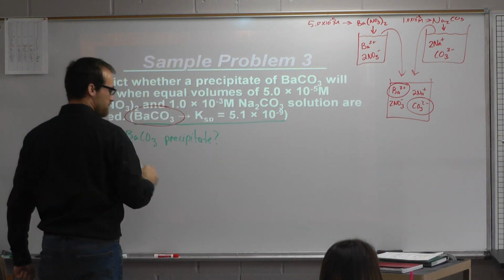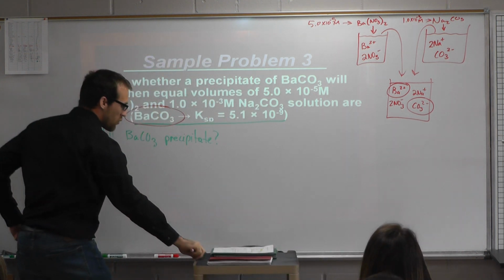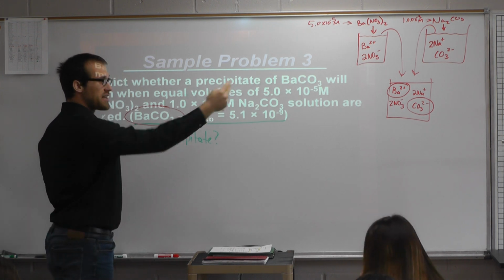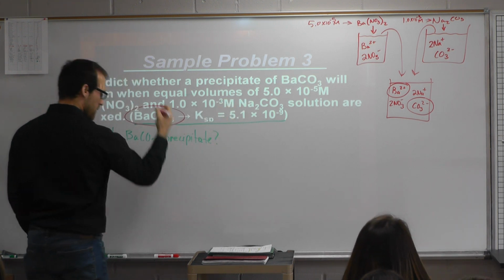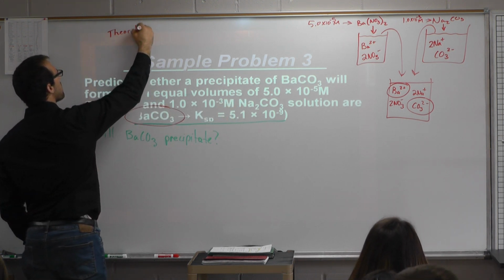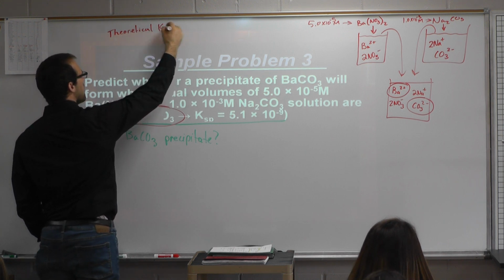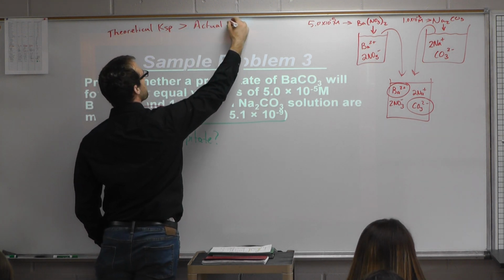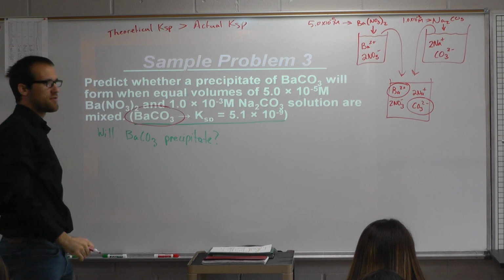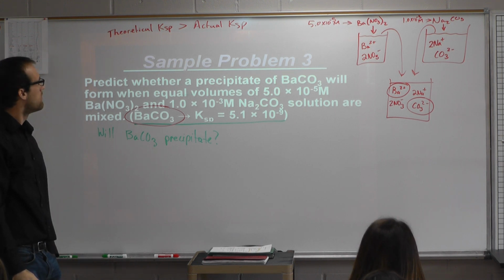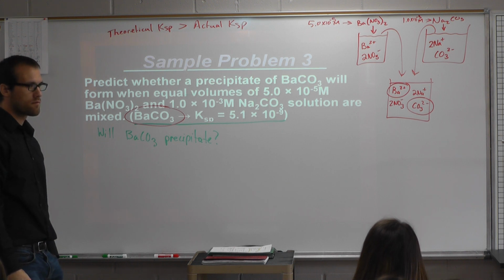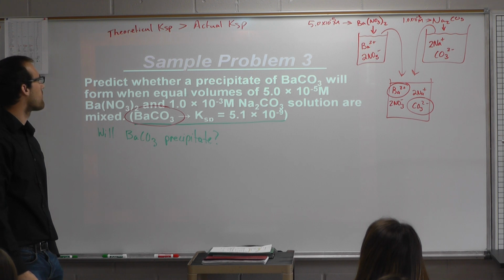You're going to want to write this somewhere. We're going to compare the theoretical saturation point, or the theoretical Ksp, to my experimental situation. When your theoretical Ksp is greater than your actual Ksp, do you think a precipitate will form, yes or no? No. That means it's not saturated. The question is, which one of those two is my experimental?